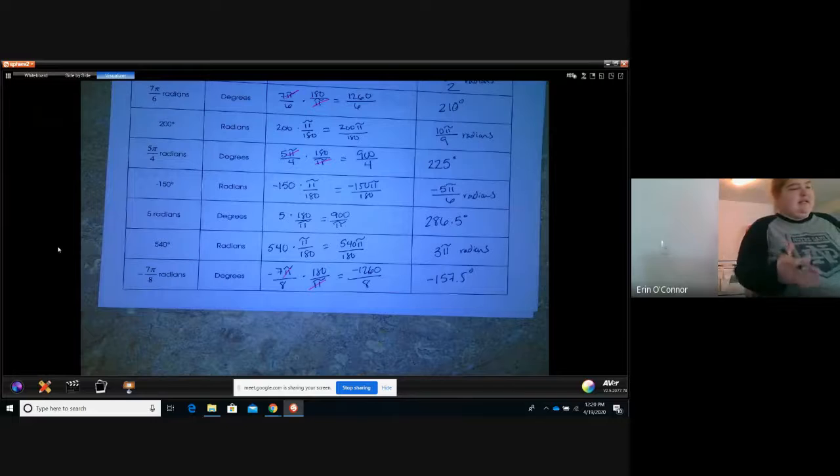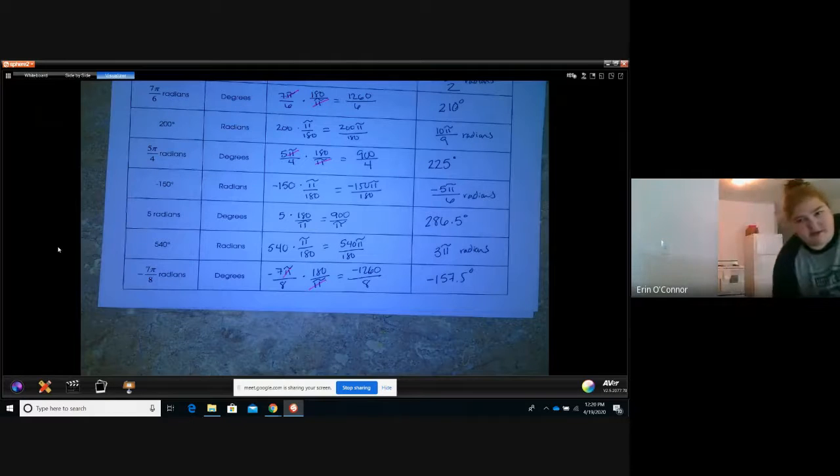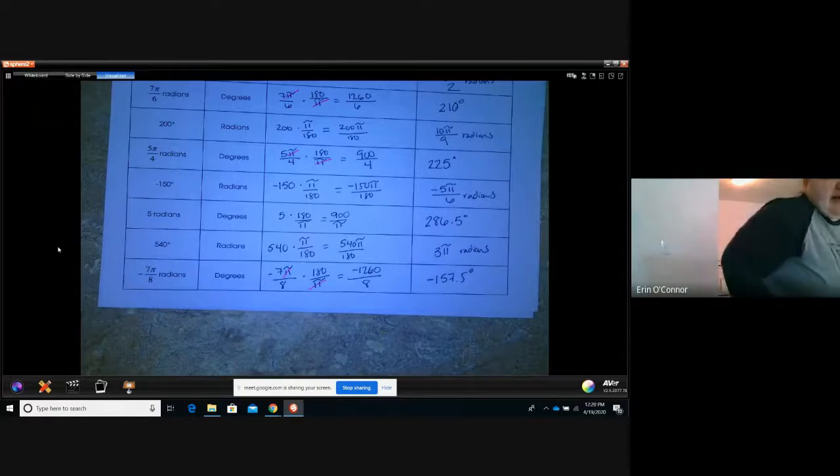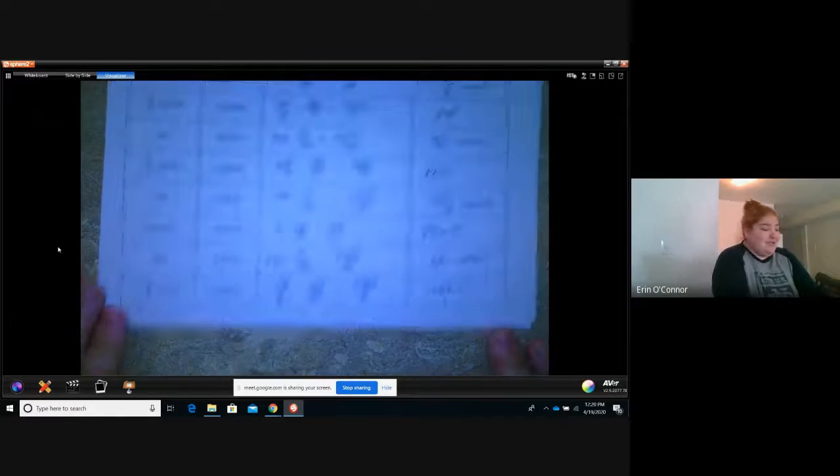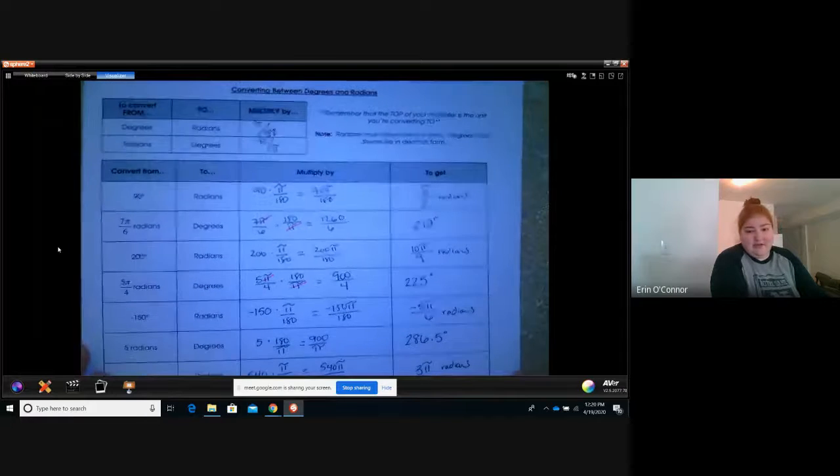I mean, radians is implied when you have a pi in there. So if you don't always remember to write it, it's okay. Just if we were trying to be technically correct, that's what you need to write. So that's how you convert from radians to degrees.